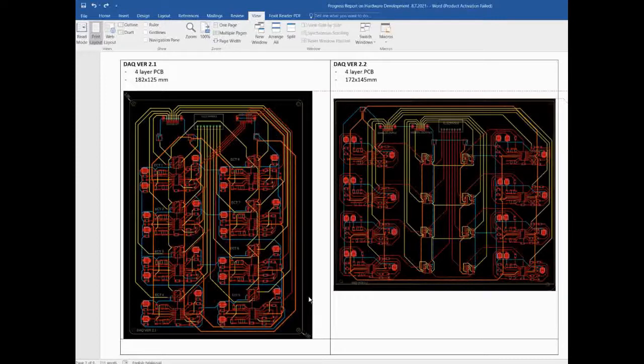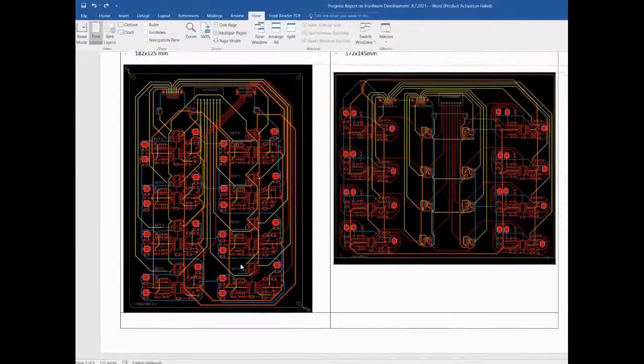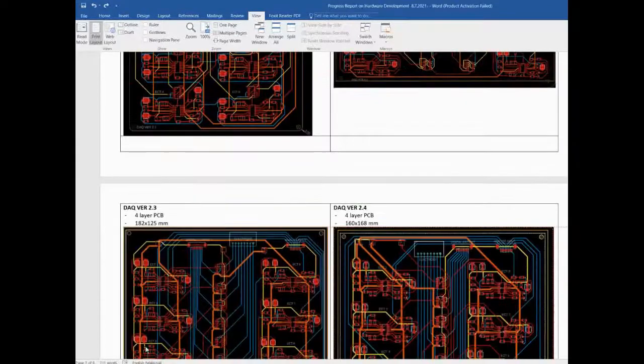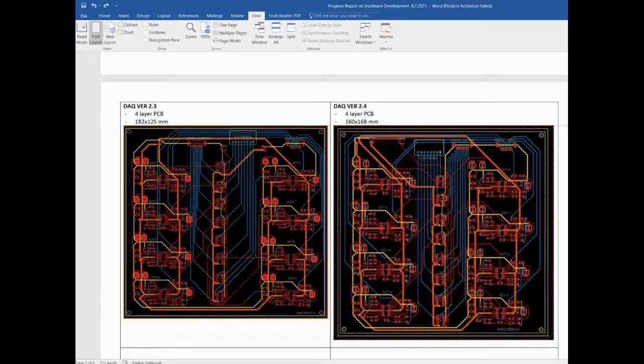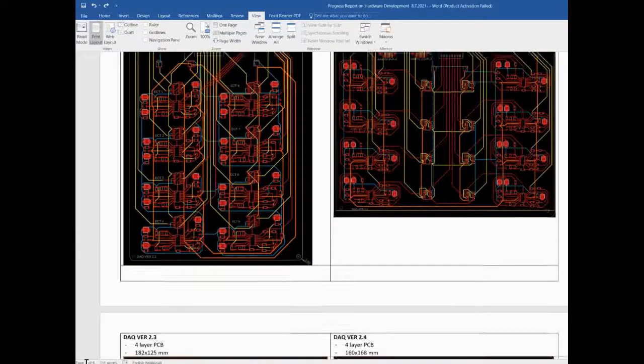So then I changed the layer ordering. Also, because the first and second layers were signals, the third layer was the power plane, power traces, and the fourth was the ground. When I restudied the proper layer ordering, it should be that the signals are on the top layer, then the second is the ground layer, then the third layer is the power, and then the fourth is another signal layer. So I changed the ordering.